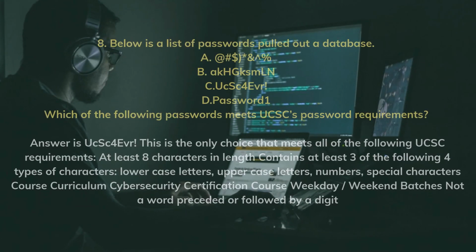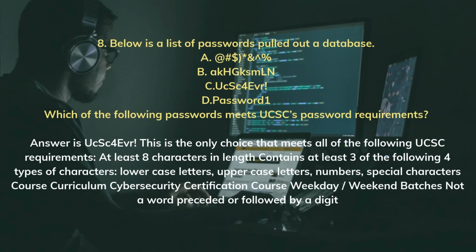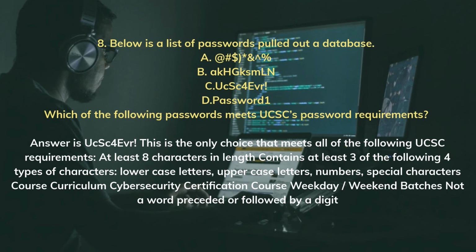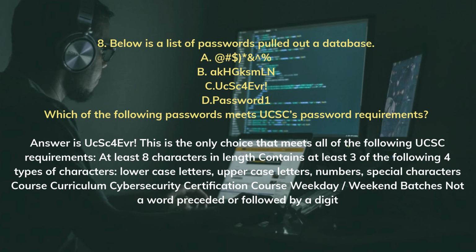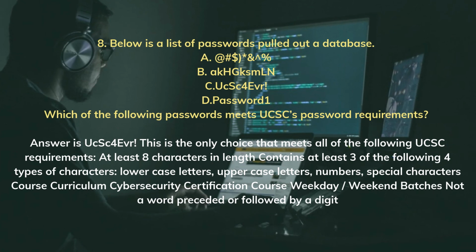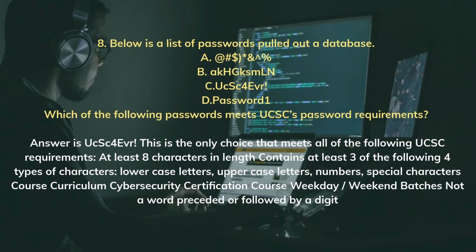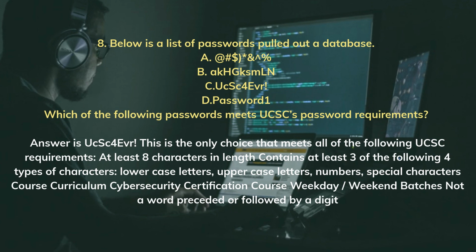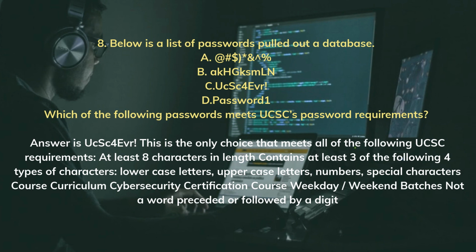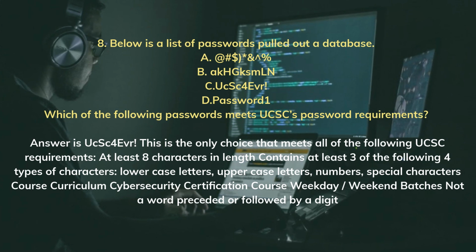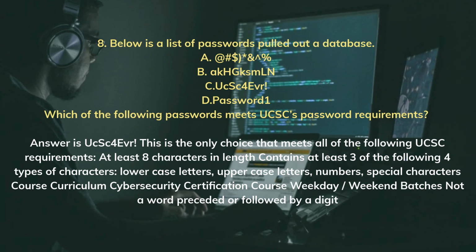8. Below is a list of passwords pulled out of a database. A. Add $, and %. B. XML. C. UCSC forever. D. Password 1. Which of the following passwords meets UCSC's password requirements? Answer is UCSC forever. This is the only choice that meets all of the following UCSC requirements. At least 8 characters in length. Contains at least 3 of the following 4 types of characters: lowercase letters, uppercase letters, numbers, special characters.